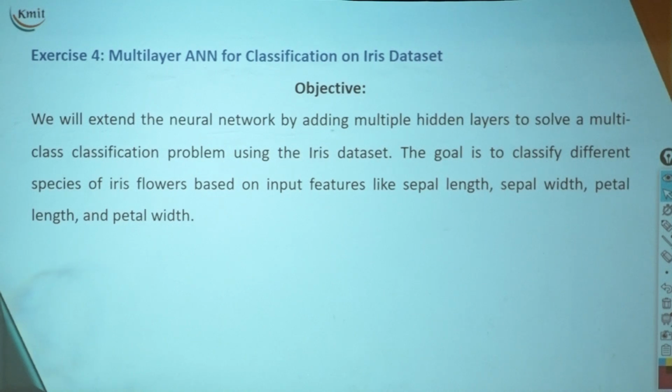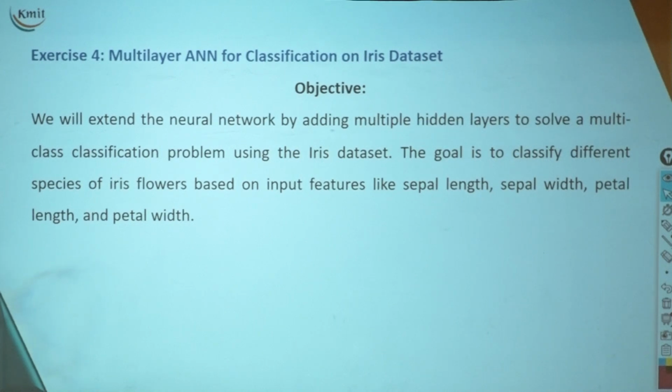So far in the past 3 exercises, we have taken a simple neural network with one hidden layer, but here we are building a deep neural network with 2 hidden layers. So we have input layer, hidden layer 1, hidden layer 2, output layer. Is that clear, everybody? Yes or no?